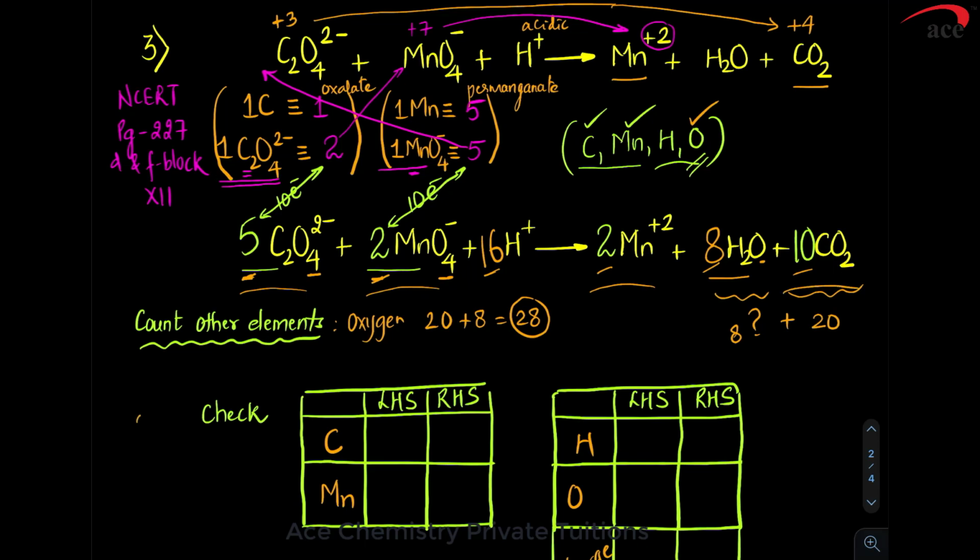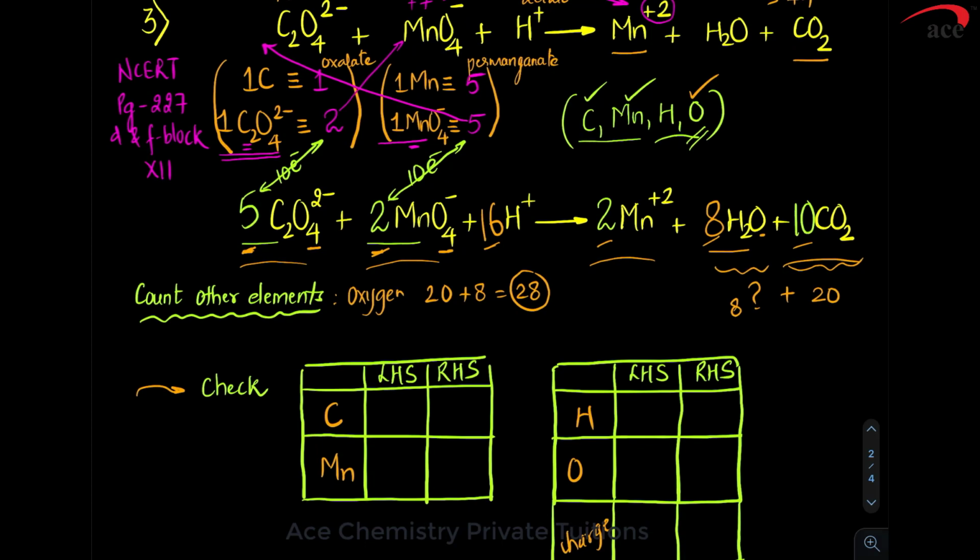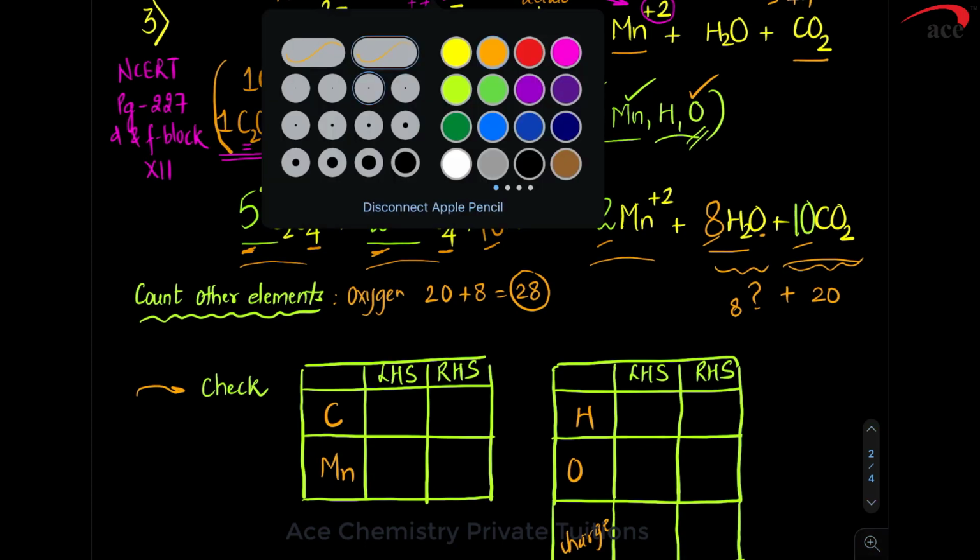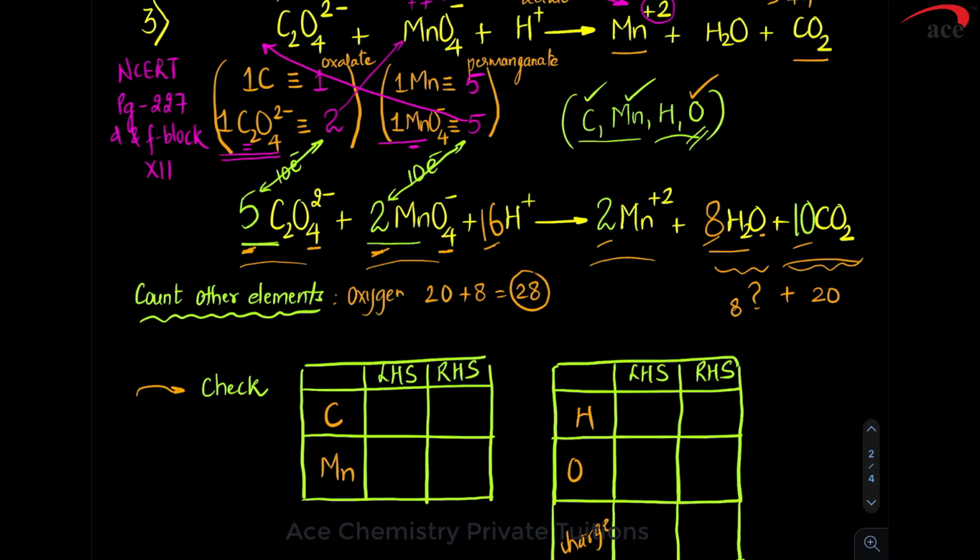But still, for you to understand well, we are doing this simple task of checking whether the reaction is correctly balanced or not. In an exam, it is not necessary, but still we'll go ahead and balance and check. So checking, how many carbons are on this side? Carbon is present only here, that is 10. How many carbons are on the right hand side? It is present only here, 10, so it is balanced.